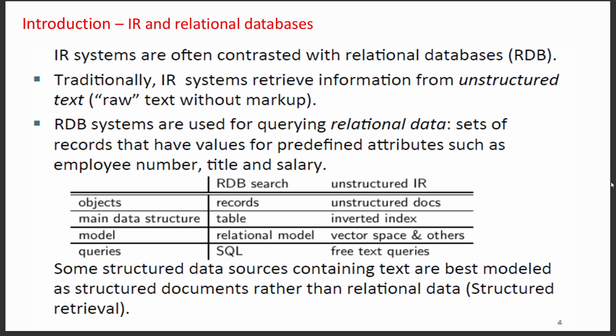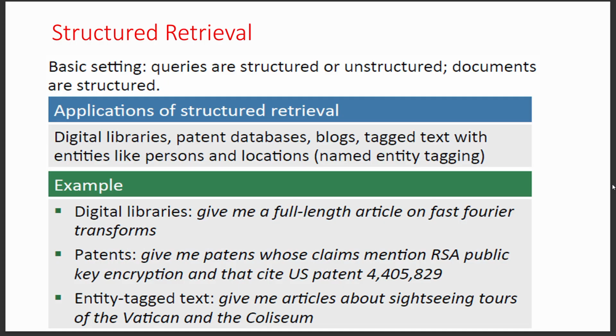Now, relational databases are used for querying only relational data, but IR systems are more useful for unstructured data, not for structured data. Some structured data sources containing text are best modeled as structured documents rather than relational data. Then what is XML retrieval? Will XML retrieval come under structured, semi-structured or unstructured retrieval? XML retrieval is going to be structured retrieval.